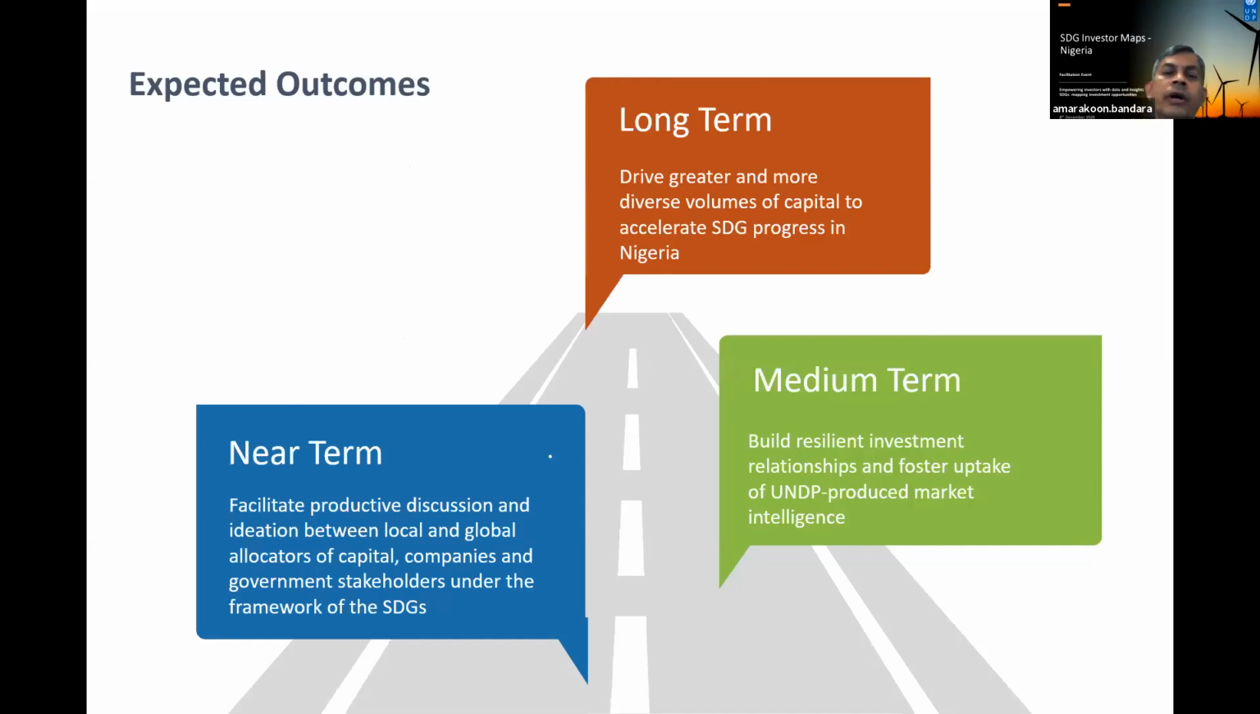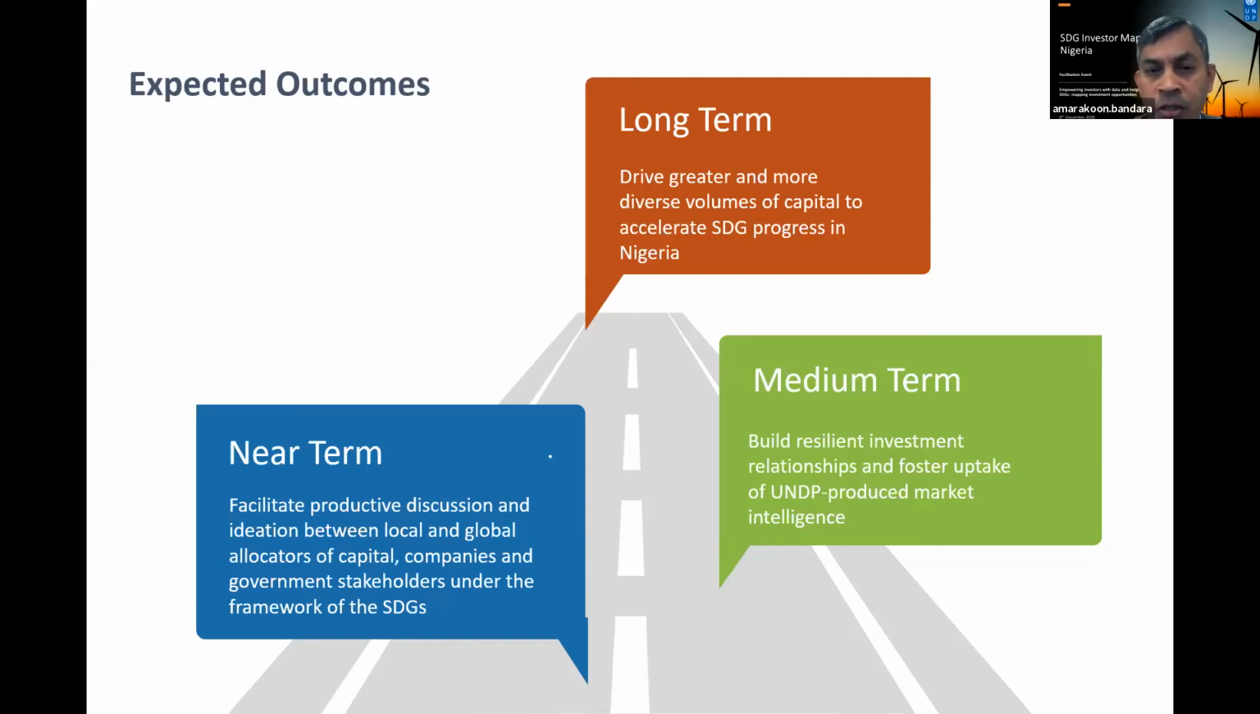In terms of expected outcomes, our immediate or near-term objective is to facilitate productive discussion and ideation between local and global allocators of capital, companies, and government stakeholders under the framework of the SDGs. But we will move on to medium-term objectives in terms of building resilient investment relationships and fostering uptake of UNDP product market intelligence, especially through the platforms that we are developing.